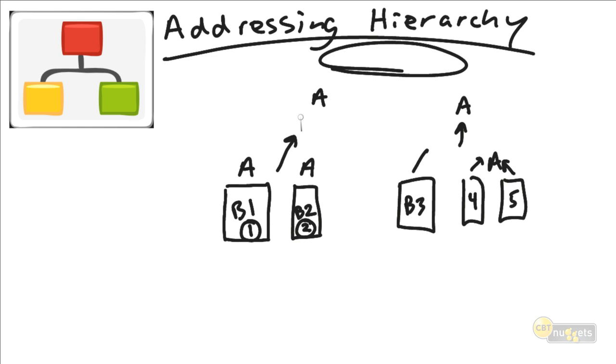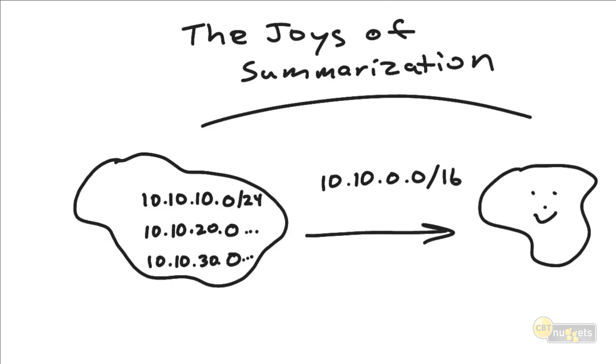We're having multiple levels of aggregation, and this creates a nice hierarchy. Now, what does this do for us? Well, I've already alluded to it in our introduction that it's going to reduce convergence domains, but I want to elaborate on that for you next. You see, it results in what I call the joys of summarization. Look at this simple example.